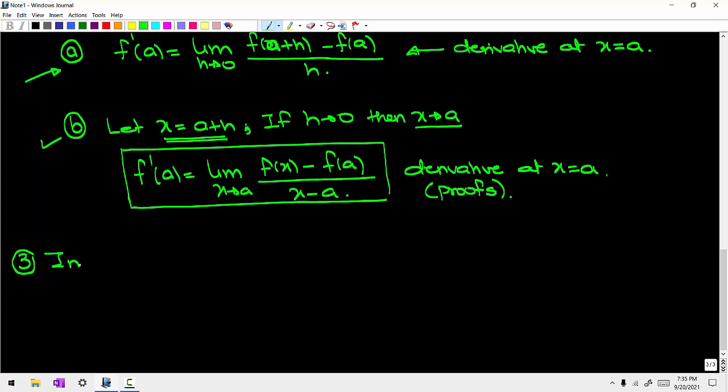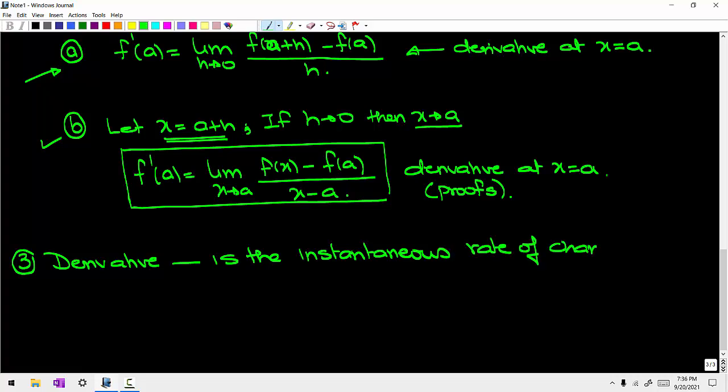In this class, actually, let me write down. So derivative, just so you know, derivative is the instantaneous rate of change of one variable with respect to another.